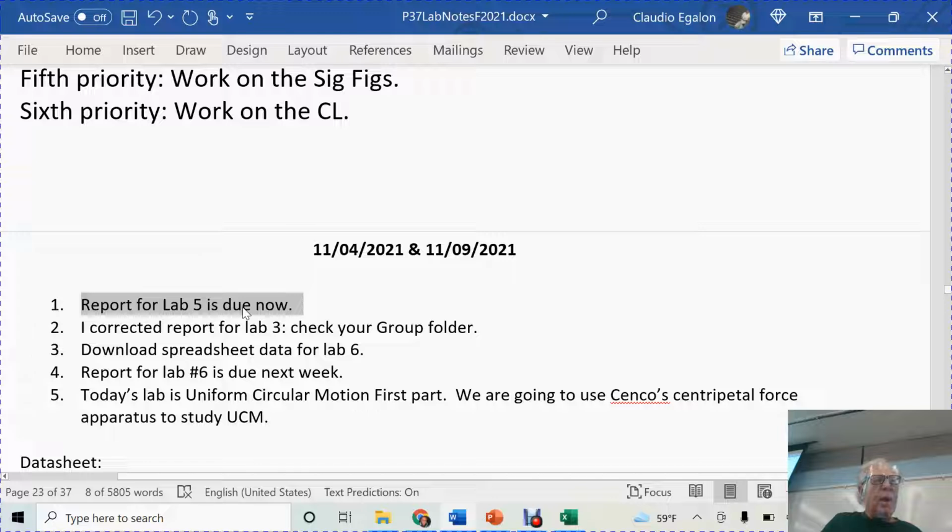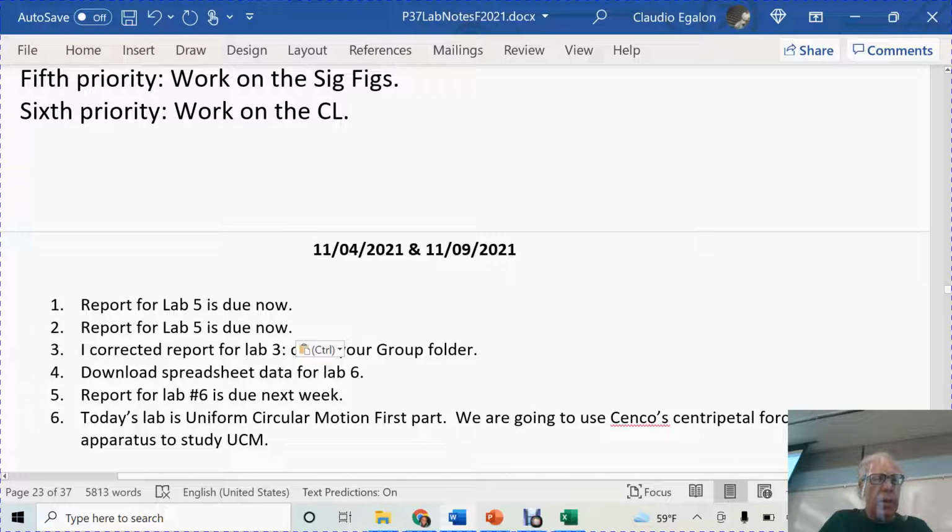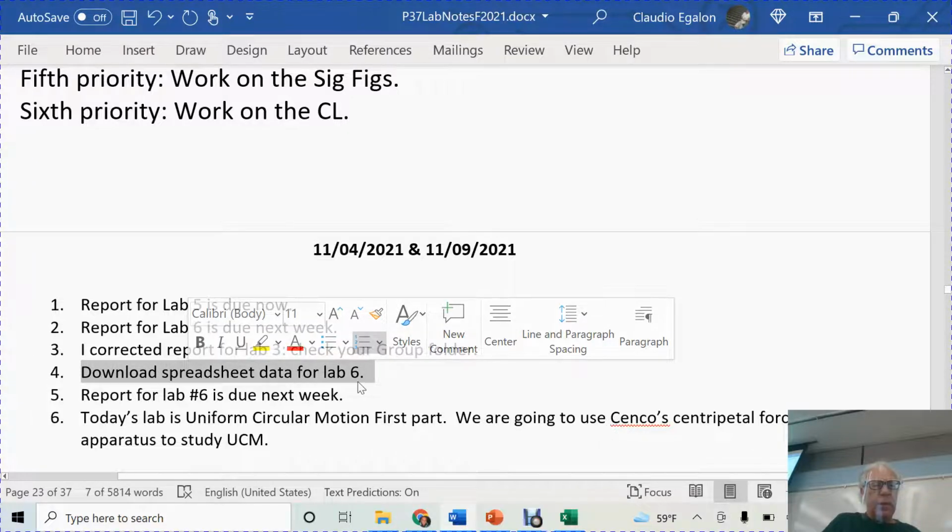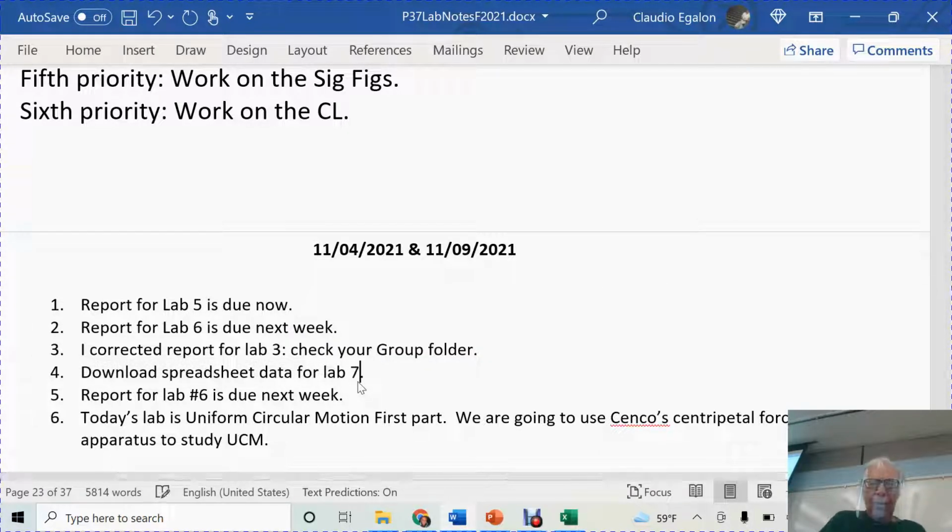Okay, lab report for lab 5 is due. Because we had an exam, I'm gonna give you another week to turn in the report for lab 6, due next week. The report for lab 3 is corrected there in your group folder. Don't forget to download the spreadsheet for lab 7 and relabel it.